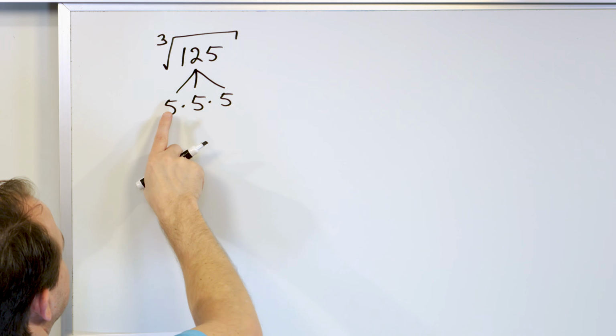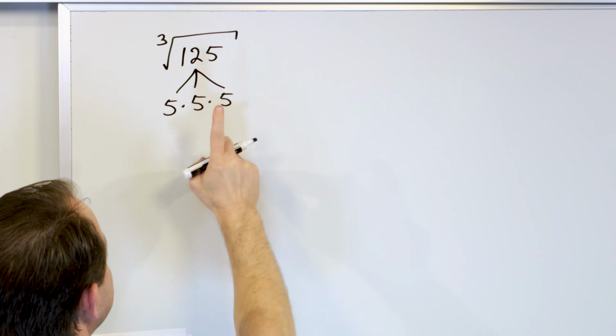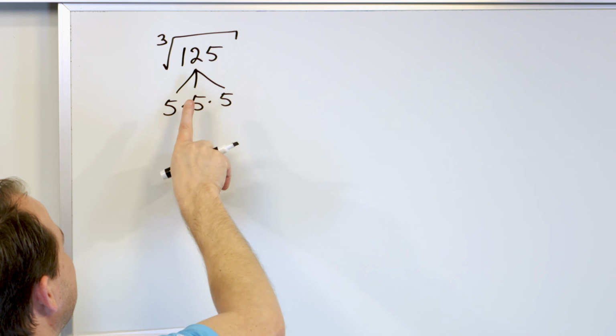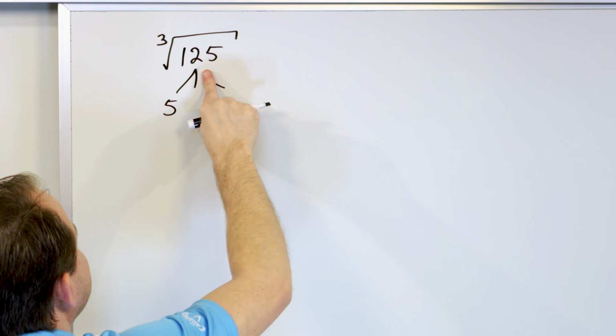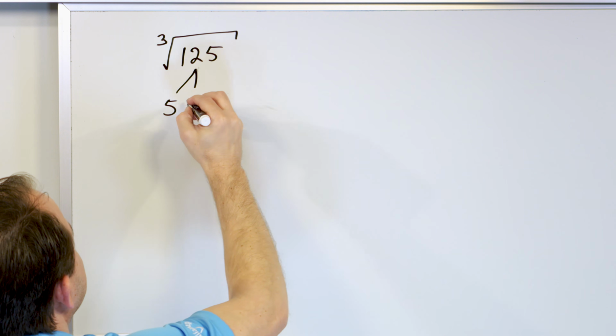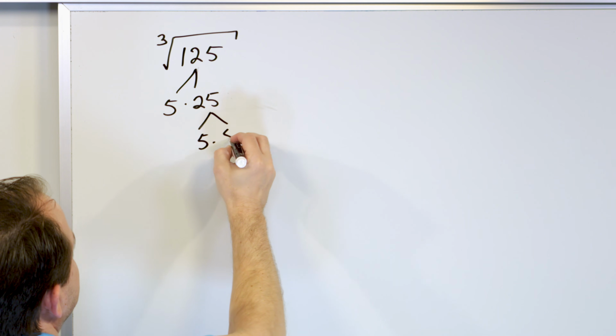Well, because 5 times 5 is 25, times 5 again is 125. Another way to write it is, if you didn't really think of that or know that, just remember this. 5 times, let's take this one off. 5 times 25 is equal to 125. And then we can break this tree down more to 5 times 5.